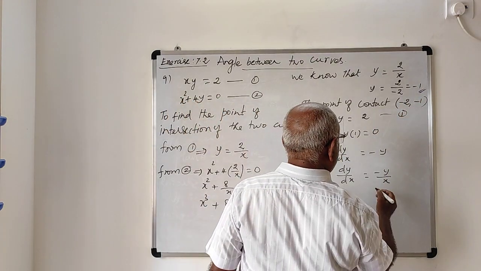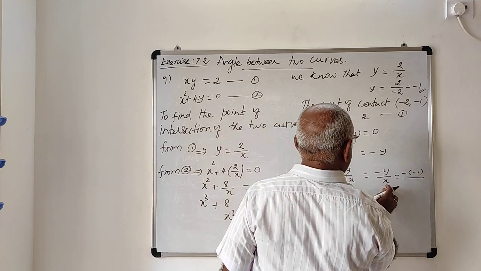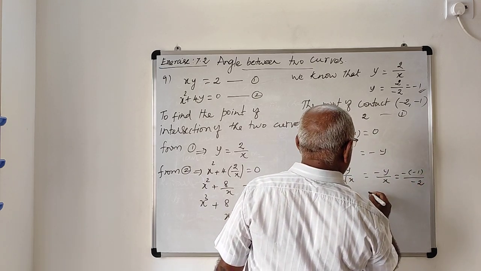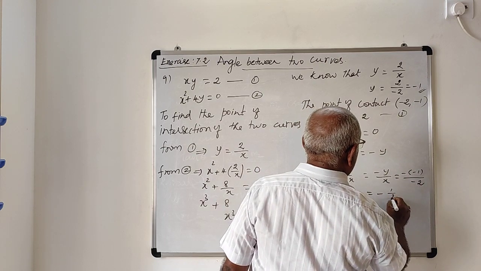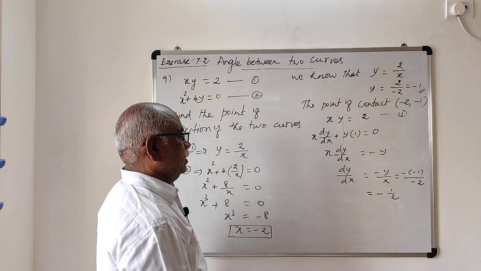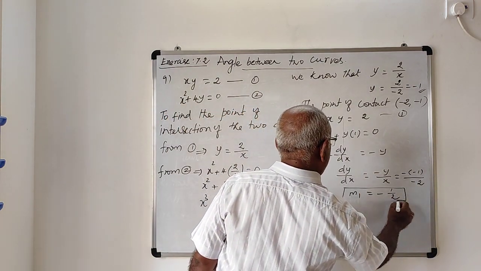You know y is minus 1, x is minus 2. So that's equal to minus of minus 1 by minus 2, which is minus 1 by 2. This is the slope of the tangent for curve 1, M1.